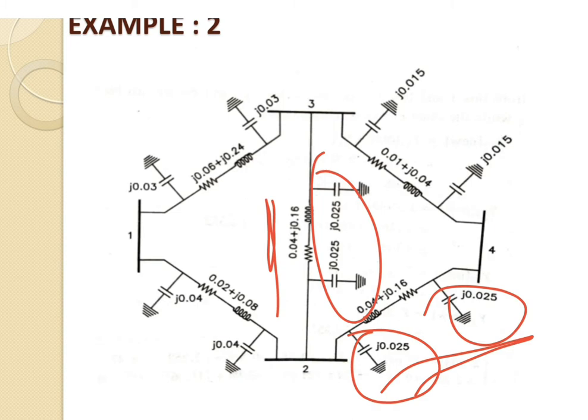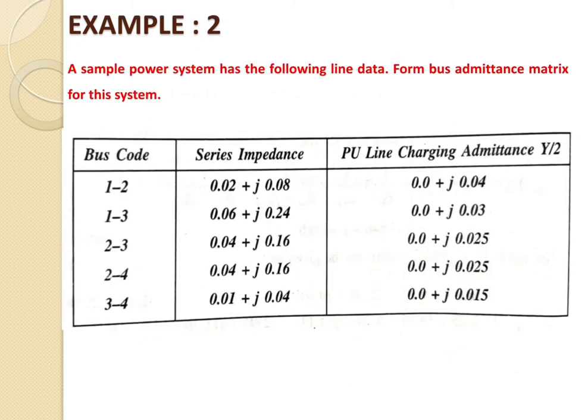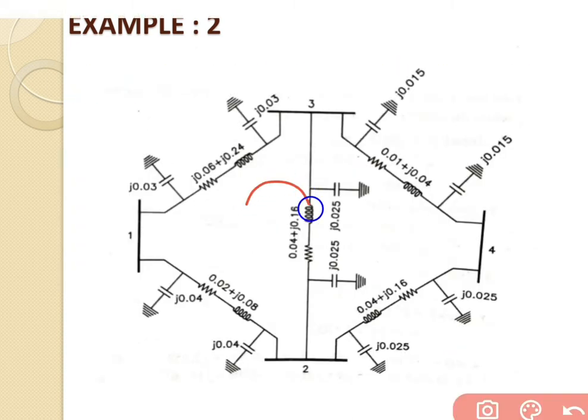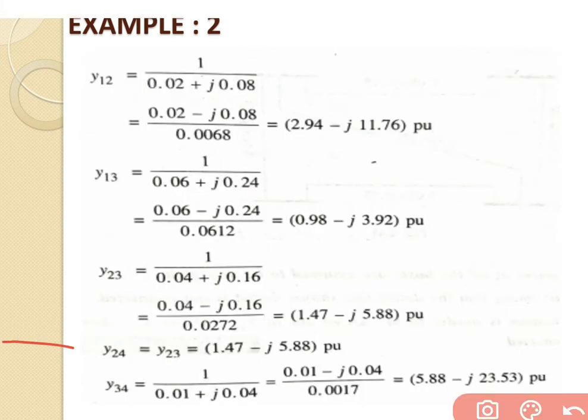And then the value of series impedance is 0.04 plus j0.16 on both, so that's why it is written the same. So y24 is equal to y23, which is equal to 1.47 minus j5.88 per unit.